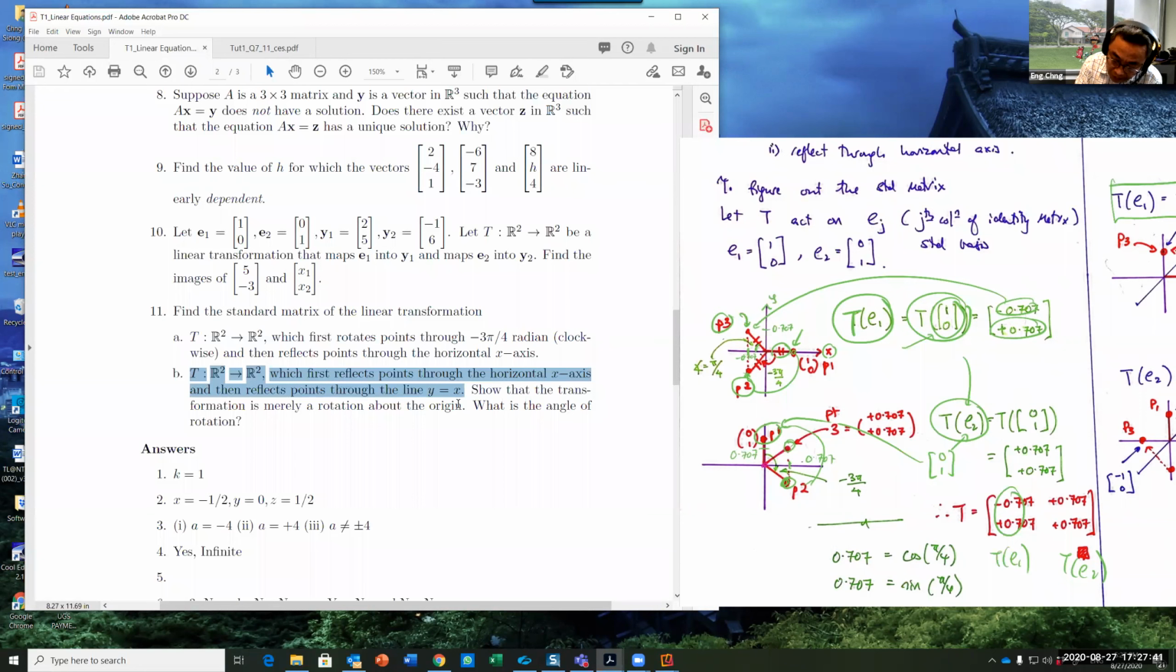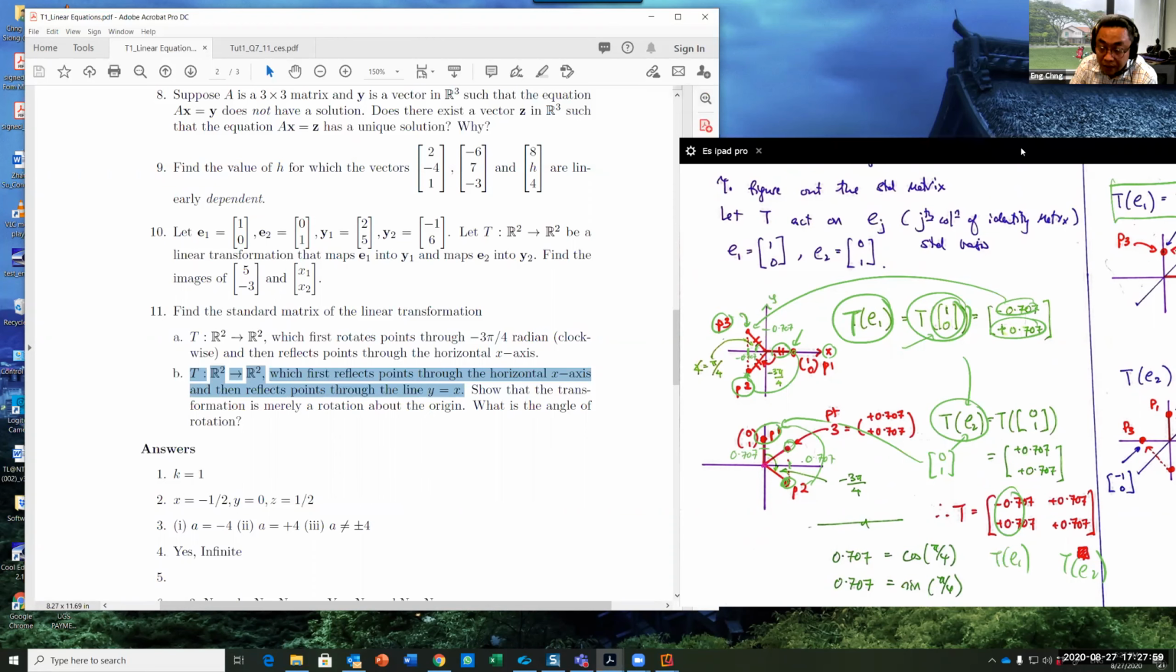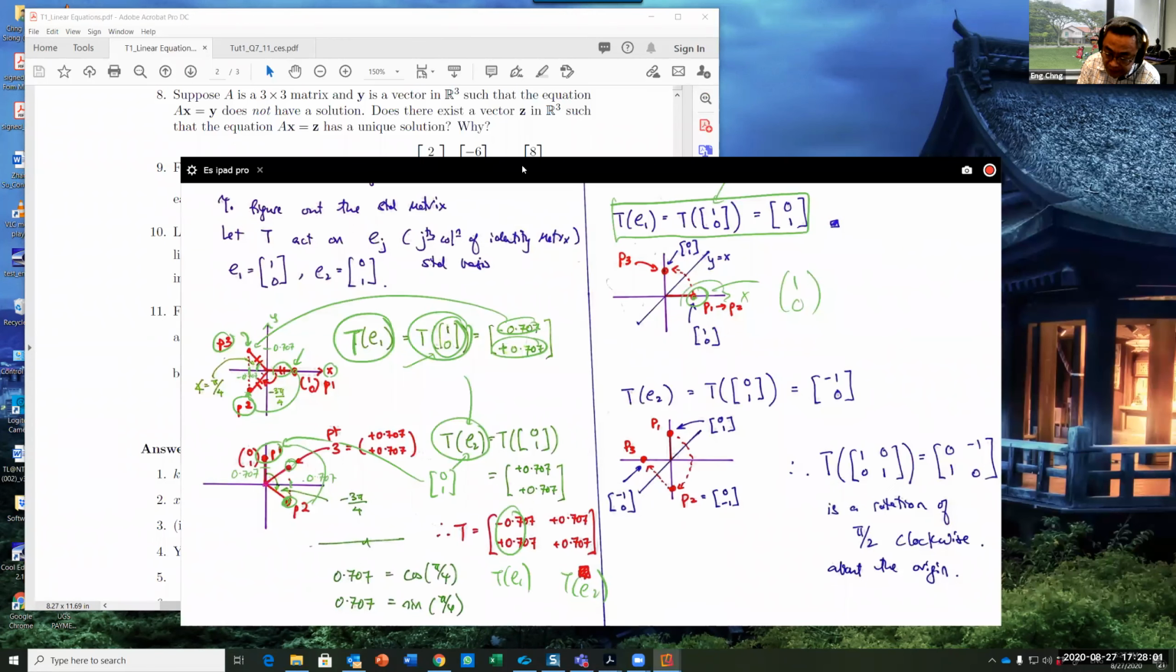Transformation of E1. E1 is (1, 0), which is this point. This point's horizontal coordinate x is 1, vertical coordinate is 0. It reflects across the horizontal axis, which means that nothing happens. And then it reflects through y equals x.